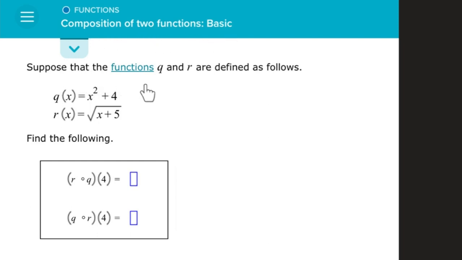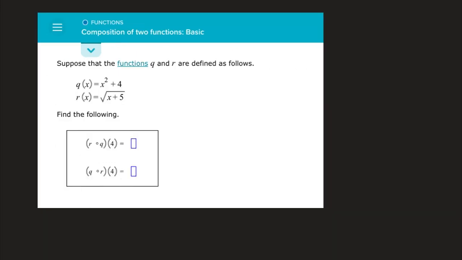Suppose that the functions q and r are defined as follows. Q of x is equal to x squared plus 4, and r of x is equal to the square root of the quantity x plus 5. Find the following. R composed with q of 4, sometimes read as r circle q of 4, and then also find q composed with r of 4, or q circle r of 4.